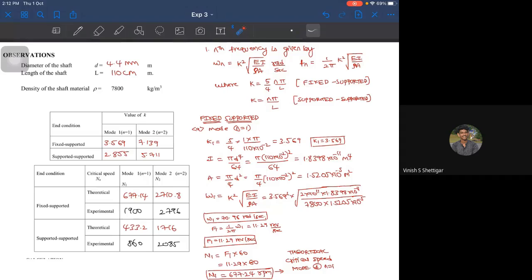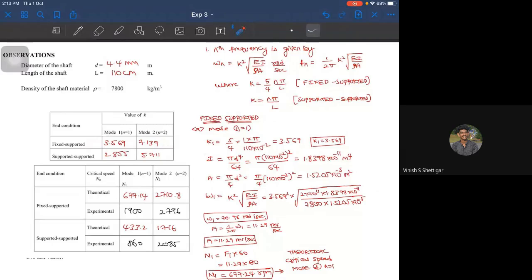You can use this formula to calculate the value of K, which is also known as the mode shape for the end condition for which the mode shape occurs. The end condition can be calculated by using these two formulas. Similarly, you can calculate the fixed supported K1 and K2 values. That is what he has done, and substitute in the table itself.